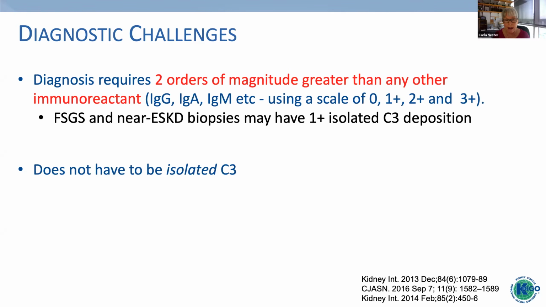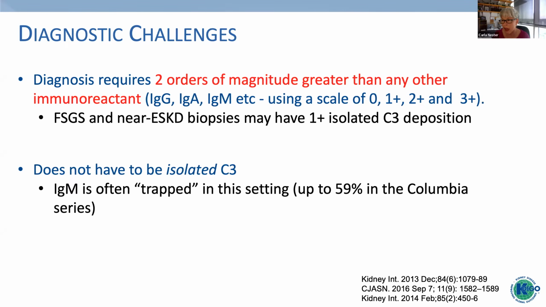Again, it does not have to be isolated C3. And in fact, in one of the very nice series reported out by the Columbia group, up to 59% of those patients that were clearly C3G by phenotype, by biomarker, et cetera, actually had IgM deposition. So keep in mind, and most of you are aware of that because that definition has changed for a while now. And then finally, as already mentioned, the light microscopy pattern is quite variable.